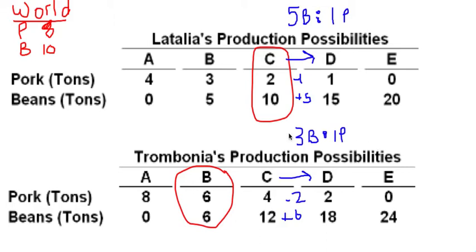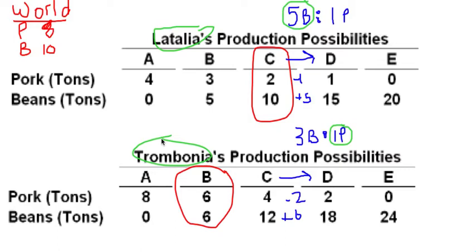And now, all you have to do is just look and see which one, for every 1 pork, has to give up, or has a high opportunity cost, for beans. And we see that L'Italia is more efficient at making beans. 5 is greater than 3. So we say that in specialization, L'Italia is going to be making beans, and Trombonia will then make the other, so pork.